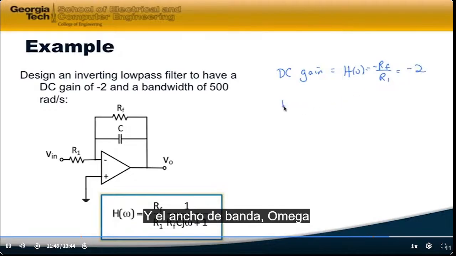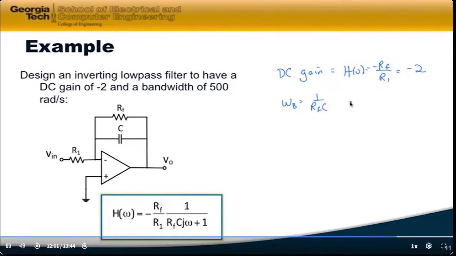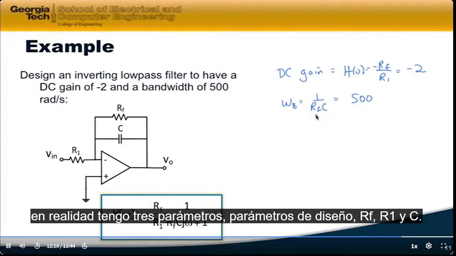And the bandwidth, omega sub b, is equal to 1 over RFC. So the bandwidth is equal to 1 over RFC, and that is equal to 500 radians per second. So now I have two equations, and I actually have three design parameters, RF, R1, and C.